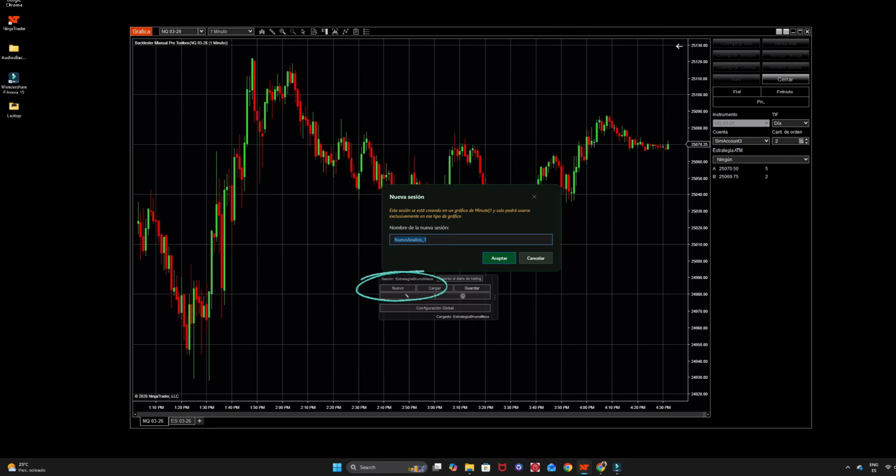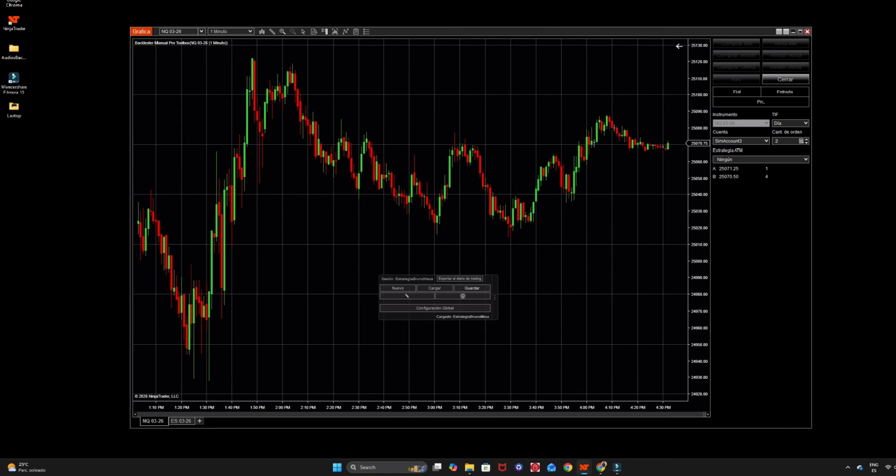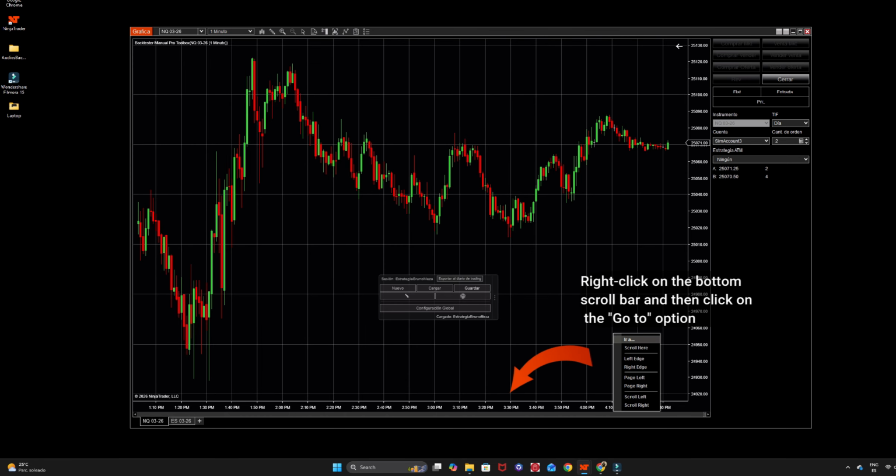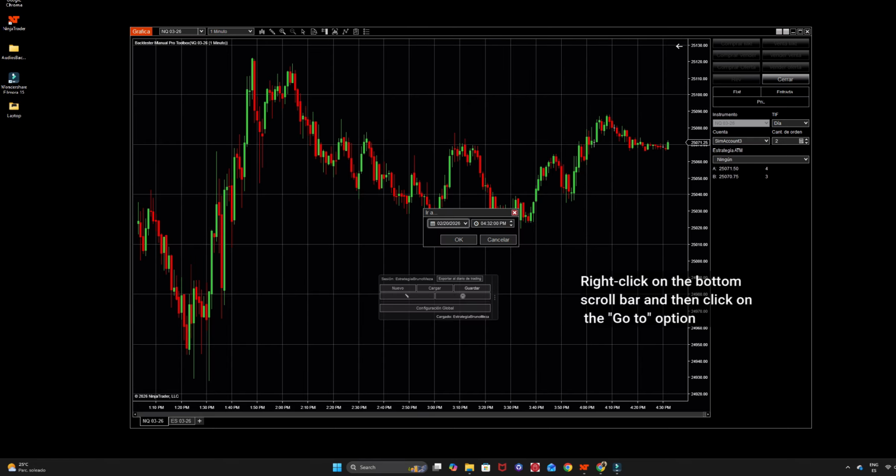When you are already inside a work session, go to the first day of the history you want to analyze. One way to go directly to the desired day without having to look for it is to go to the lower horizontal scroll and click the Go To button. Here we can enter the day we want to go to quickly.